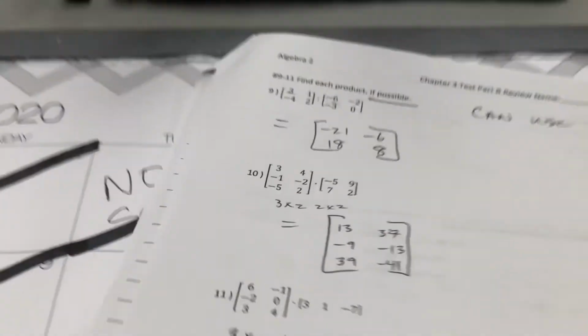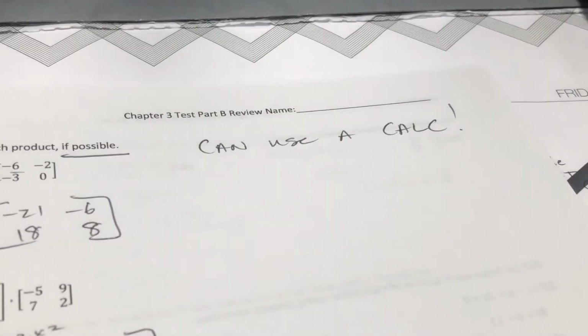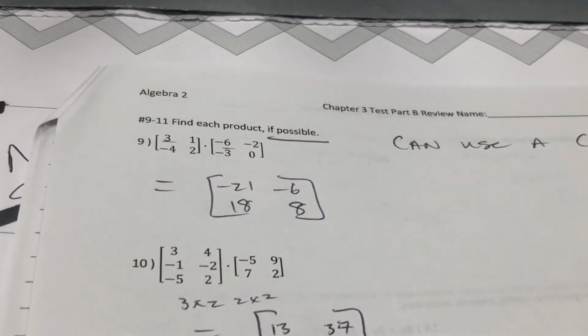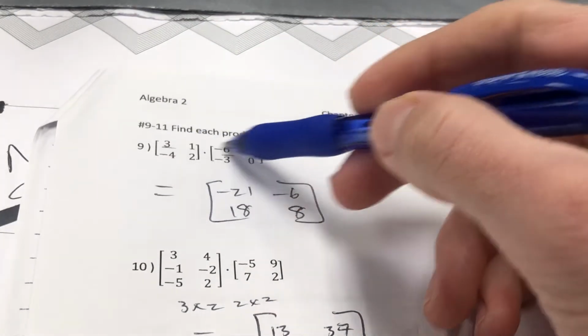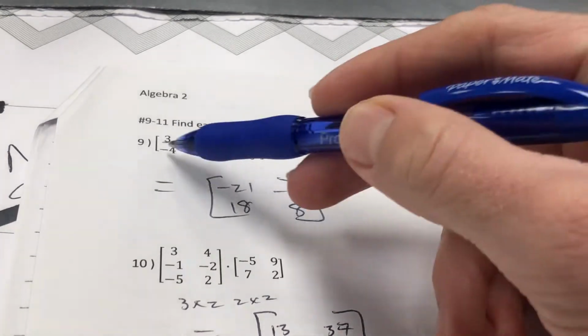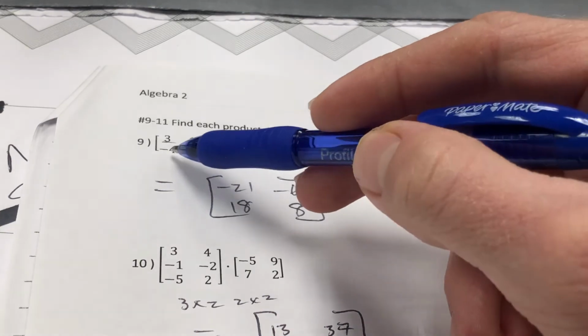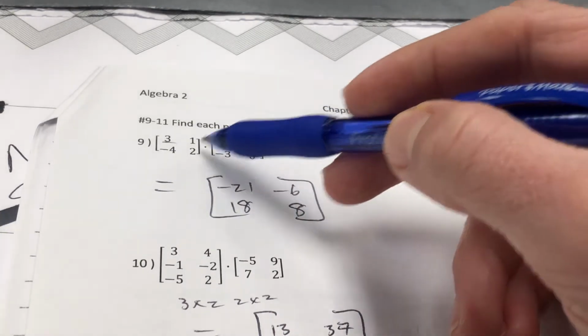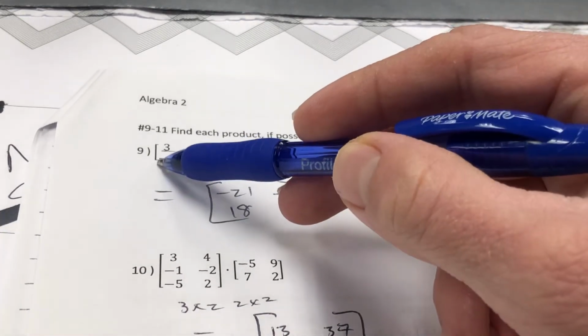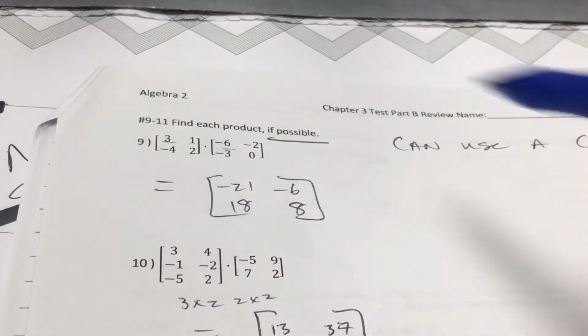All right. Find each product if possible. Again, you can use the calculator here. This is the answer. You do row by column, row by column, row by column, row by column. What I mean by that is -4 times -6 plus 2 times -3. That is the second row, first column. That's how I got 18. Again, your calculator can help you.